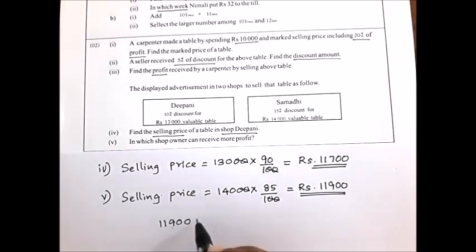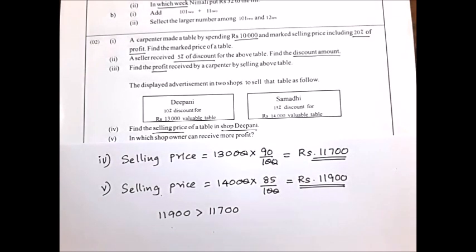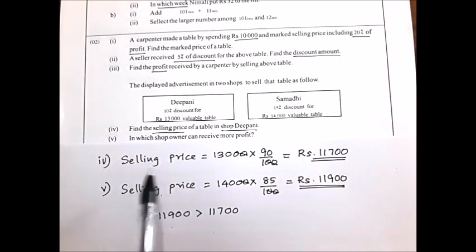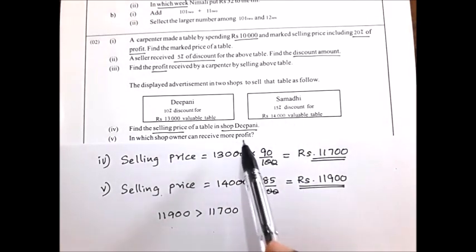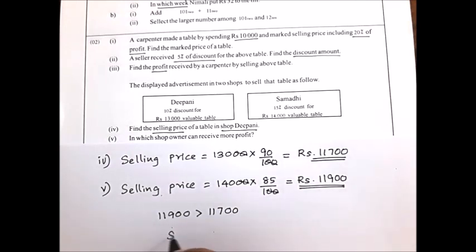11,900 is greater than 11,700. So this is the highest one. In the shop Samadhi, the owner received more profit. Answer is Samadhi shop.